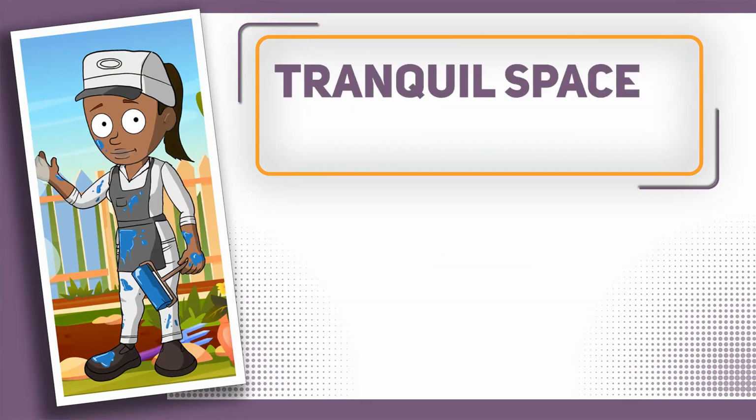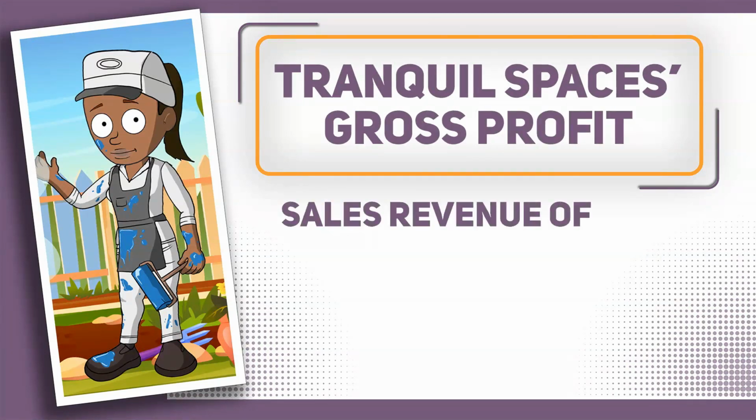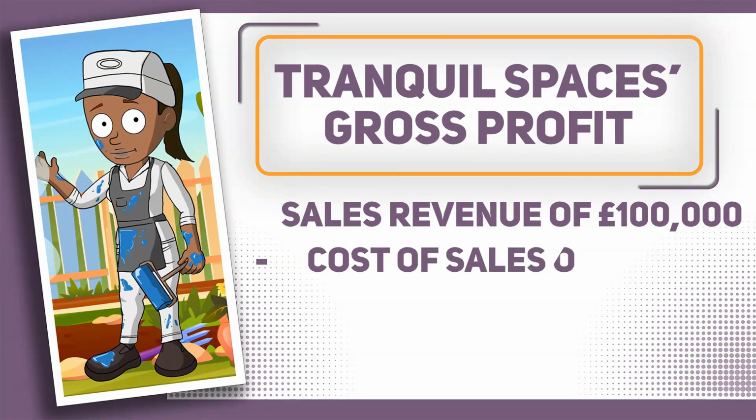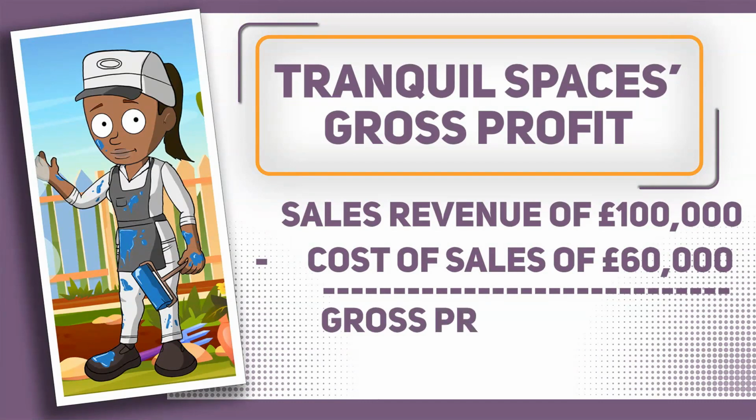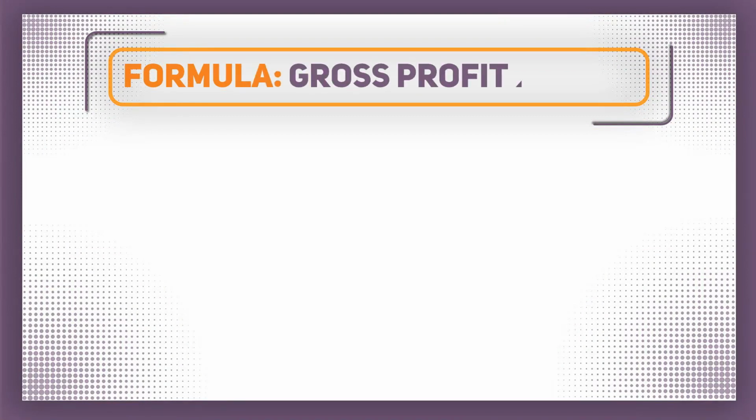So, to work out Tranquil Spaces' gross profit in pounds, we take the sales revenue of £100,000, we minus the cost of sales of £60,000, and this equals a gross profit of £40,000. And now we have the gross profit, we can actually work out the gross profit margin, the percentage of each of these pounds, which is actually gross profit.